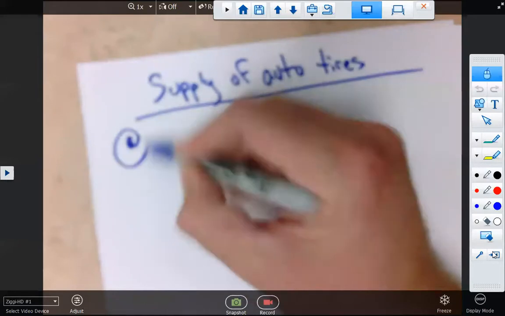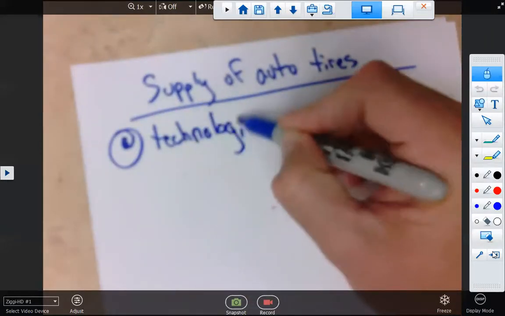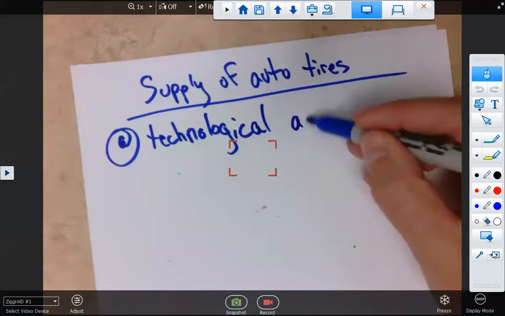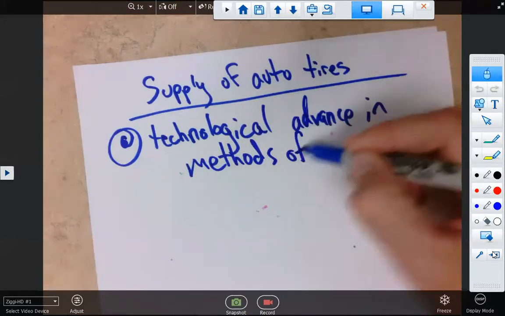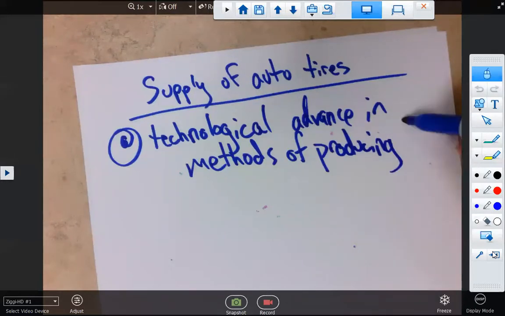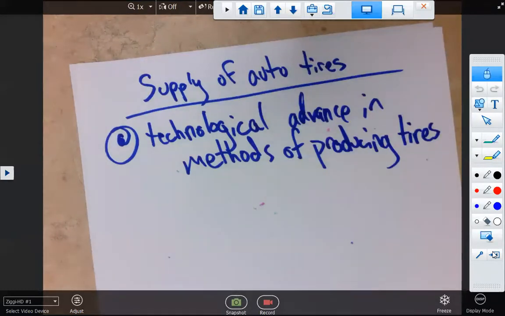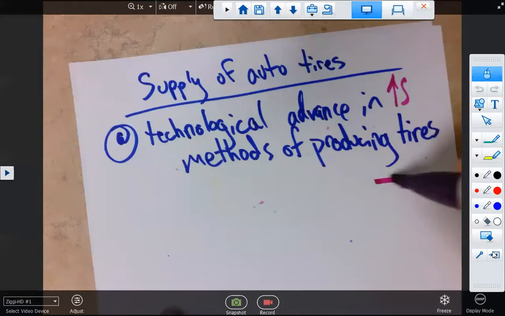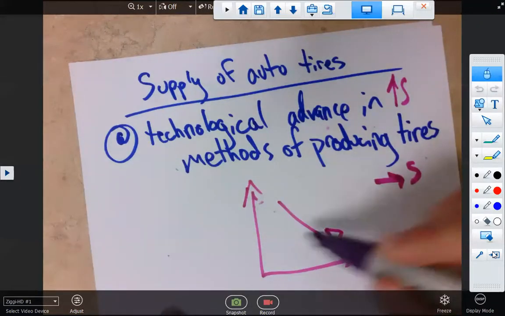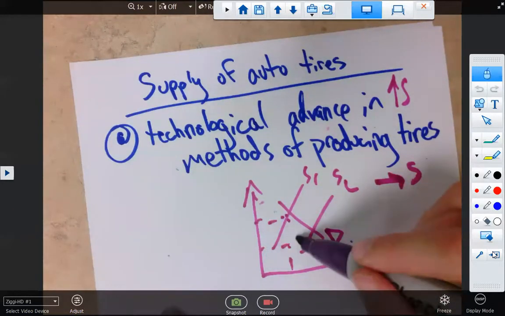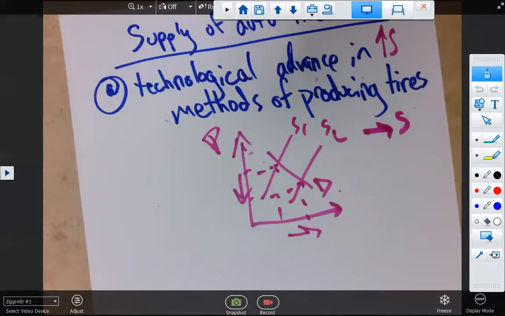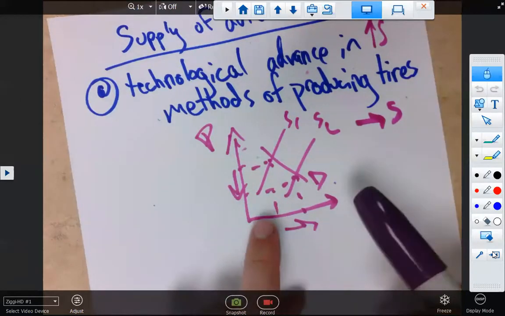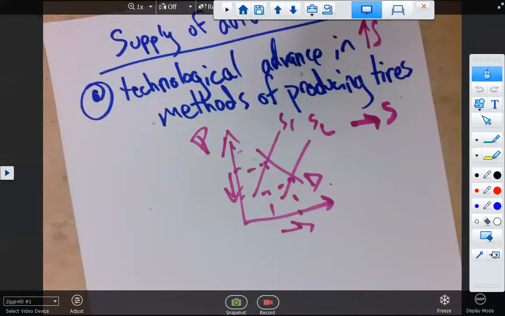So the first thing is a technological advance in the methods of producing tires. What do we think is going to happen here? Increase or decrease in supply? Increase in supply, which again is just a shift out in the supply. So if we do the demand, supply 1, supply 2, we see that the price decreases and the quantity is going to increase, right? When I say the price is decreasing and the quantity is increasing, I'm saying the new equilibrium price and quantity. It's not guaranteed, it's just saying it tends to happen.